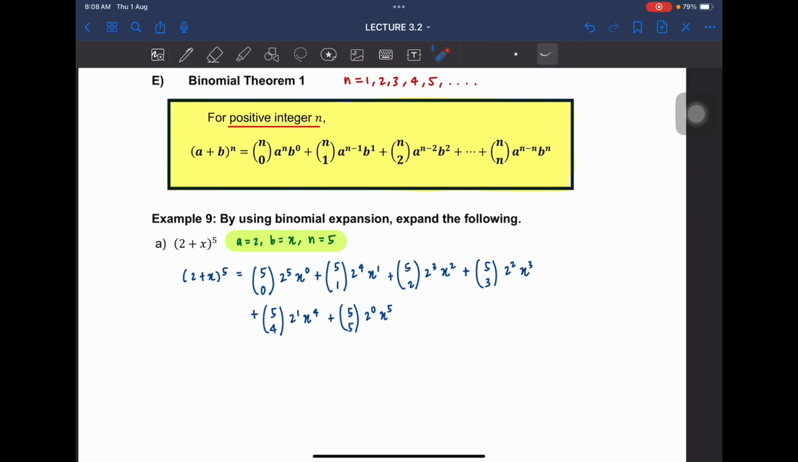Okay, baru settle expansion kita. Okay, so kita check dulu. So kita akan start dengan 0, 1, 2, 3, 4, 5. So yes, we're gonna end with 5, 5, which is n choose n.